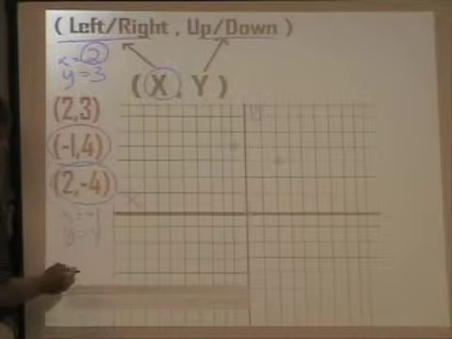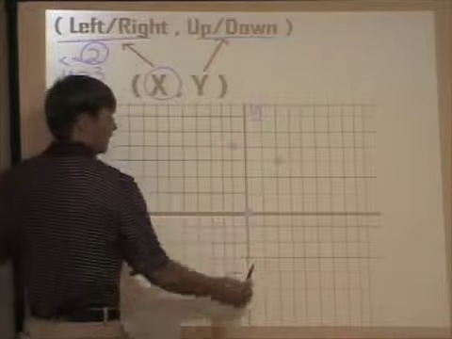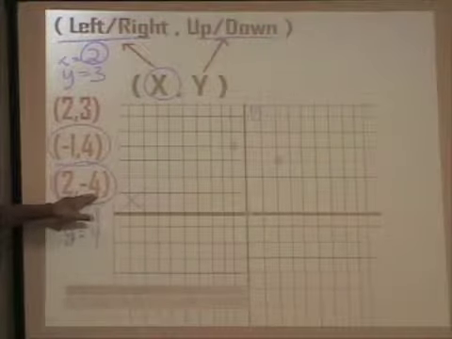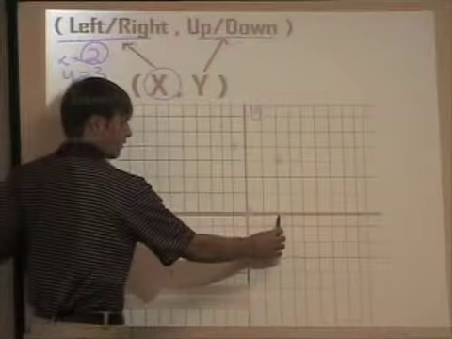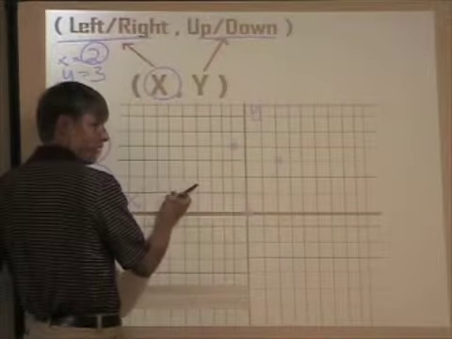Now, let's look at this point. What does x equal? 2, so I go 2 to the right. And what does y equal? -4. So I go down 4. You don't have to say down -4, because down and negative are the same thing, so you can just say down 4. See what I mean?